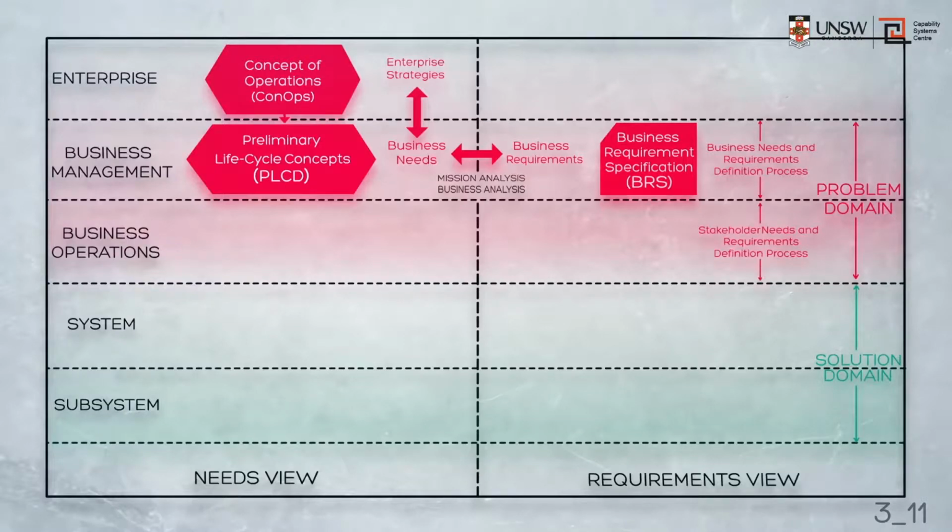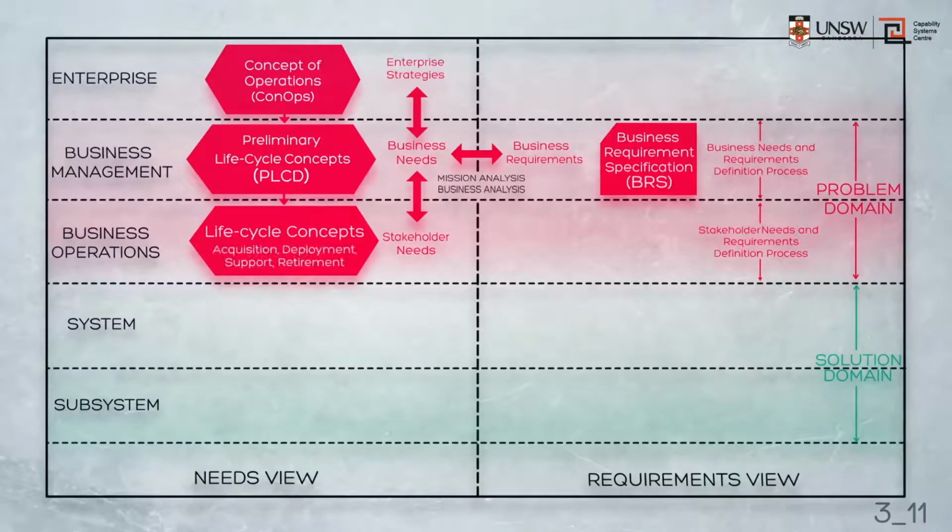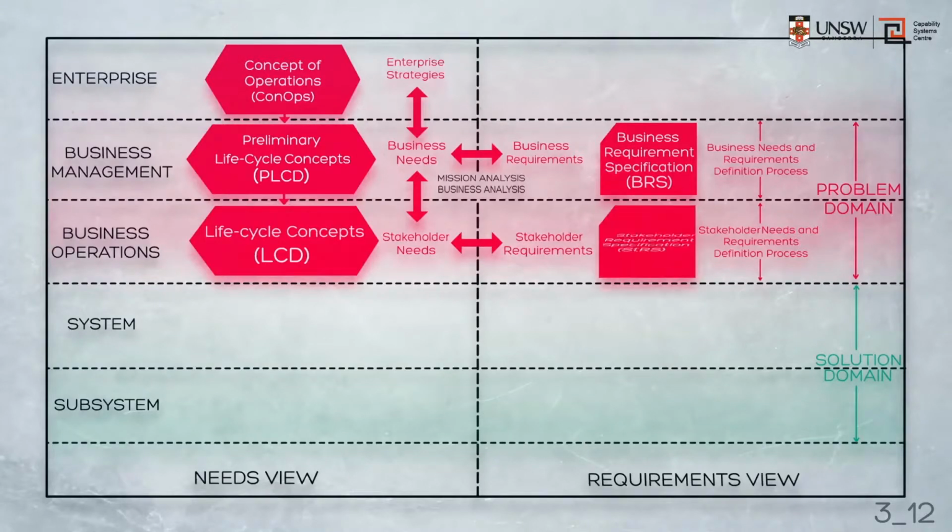Here, the stakeholder needs and requirements, the SNR definition process, uses the ConOps and other PLCD as guidance. Requirements engineers lead stakeholders from the business operations level through a structured process to elicit stakeholder needs, and that's normally in the form of refined versions of the OpsCon and the other lifecycle concept documents. Stakeholder needs are then once again transformed formally into a set of requirements called the stakeholder requirements, and they're documented in the Stakeholder Requirement Specification, the STRS. And that transformation is the formal process of requirements analysis.